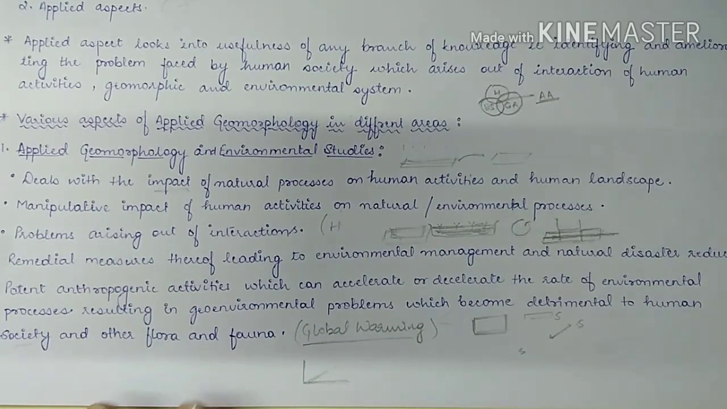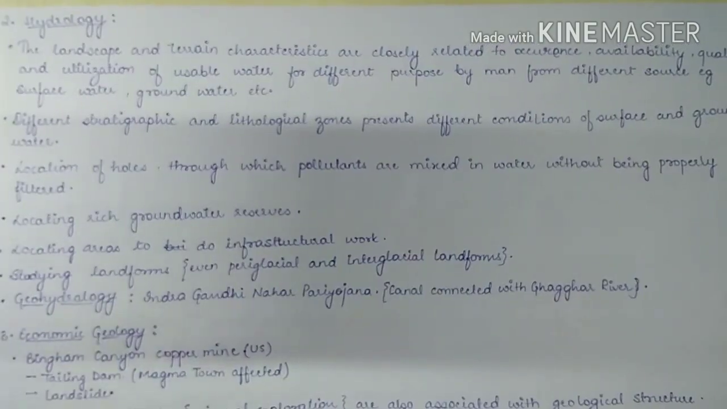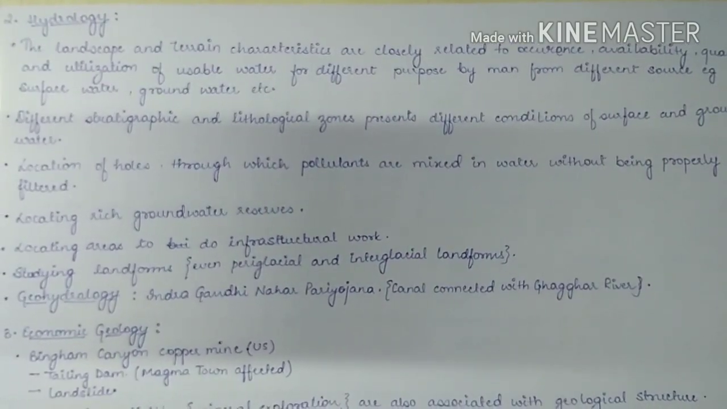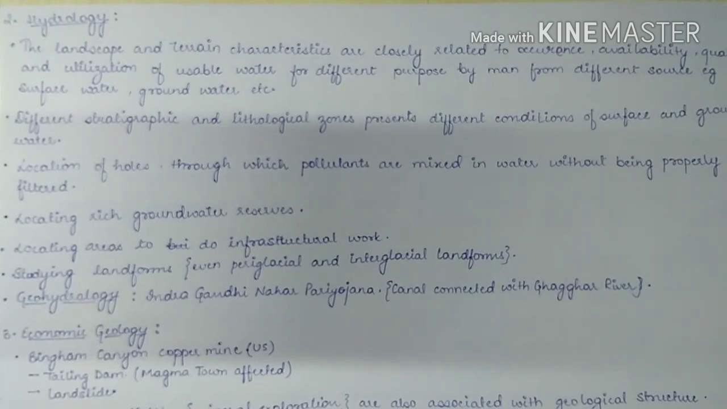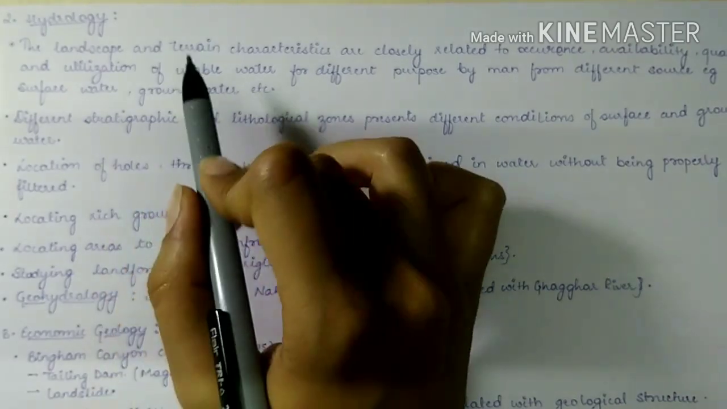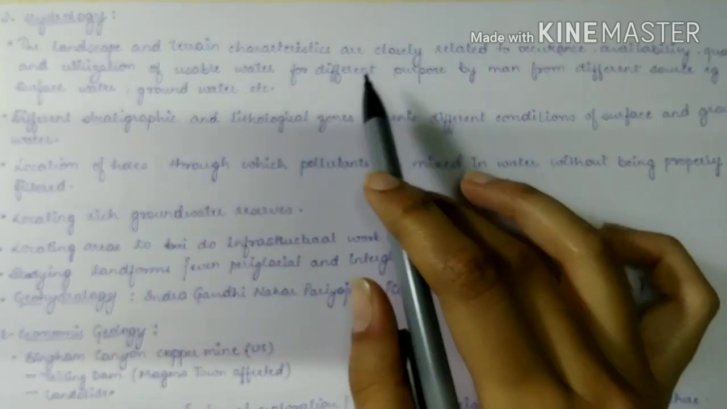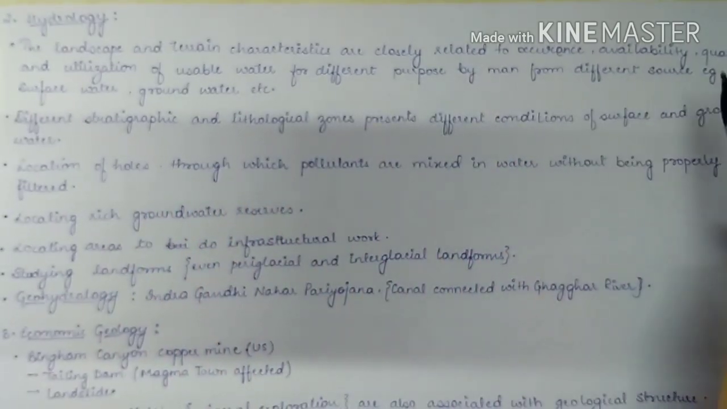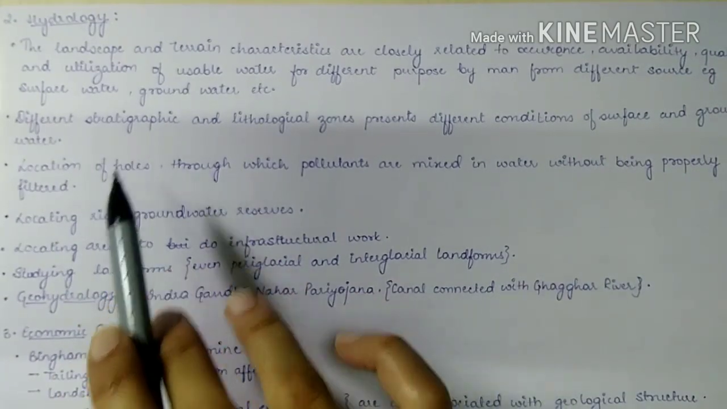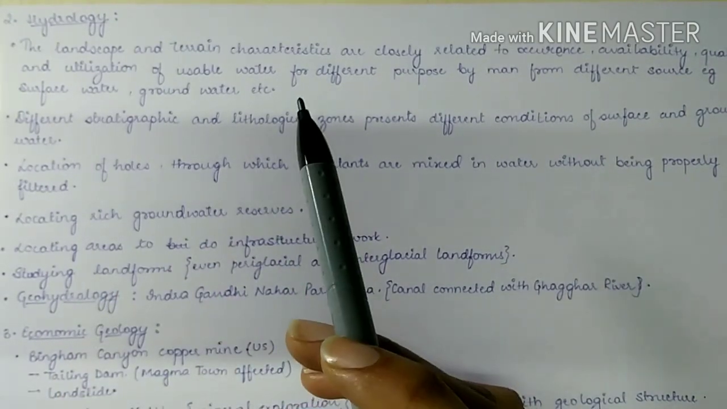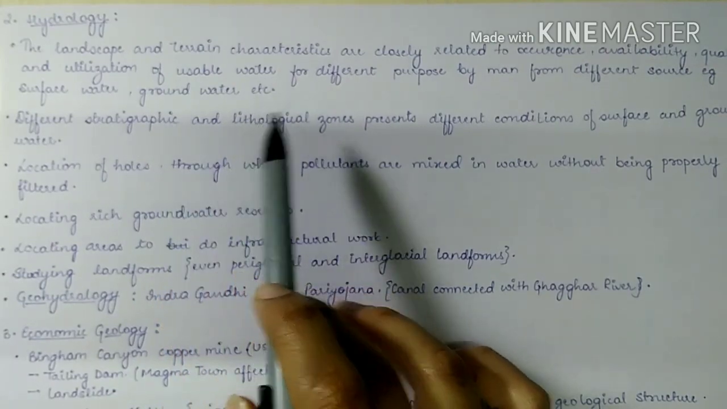Now we will look into another aspect, that is hydrology and also geohydrology. Hydrology and applied geomorphology have a very close connection. See, all the landscape terrain characteristics are closely related to the occurrence, availability, quality and utilization of usable water for different purposes by man, from different sources, for example surface water found in lakes, rivers, etc., and groundwater.